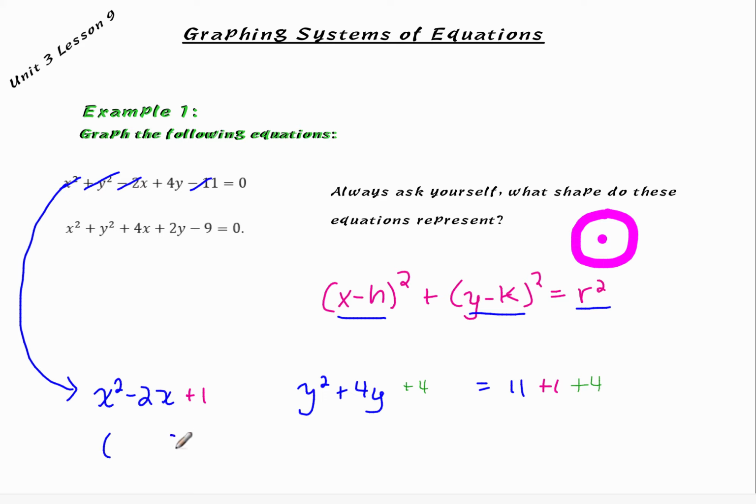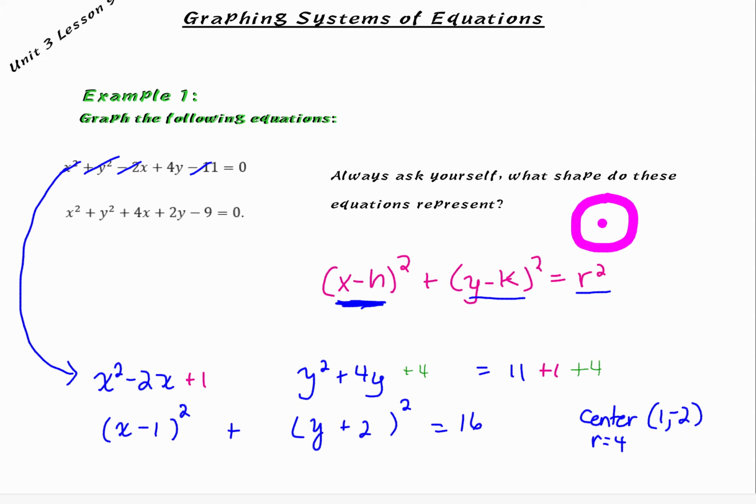I can rewrite this as a binomial squared. In fact, it's x minus 1. Remember we took half of negative 2 to get negative 1. Over here, it was y plus 2. Half of 4 was positive 2. Let's see, that's 12 and 4 is 16. So there's our first circle. If we had to graph it, we know our center is (1, negative 2) and our radius is 4.